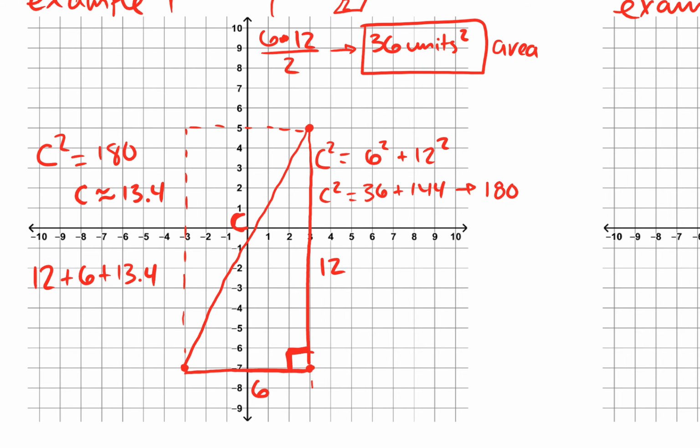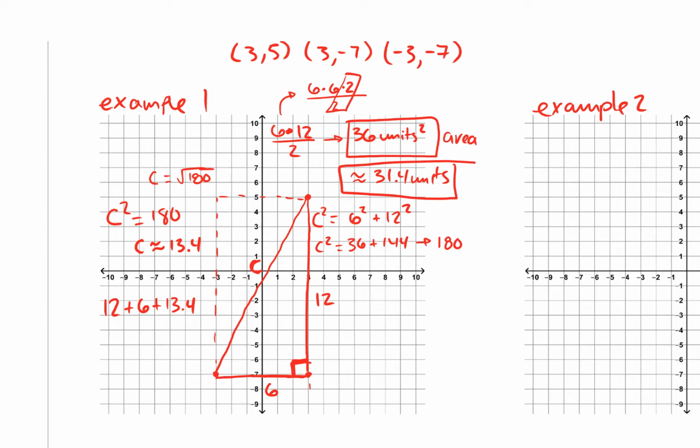13.4. So I could add those up, 12 plus 6 plus 13.4. So we're getting a perimeter here of approximately, and this is an approximation because C is actually the square root of 180. We're going to talk more about that on the last two pages, but for now, I want you to write it down as approximately 13.4. So the perimeter is approximately 31.4 units. Okay, so one of those is how long it would take for me to walk all the way around this triangle, and the other one's the area.